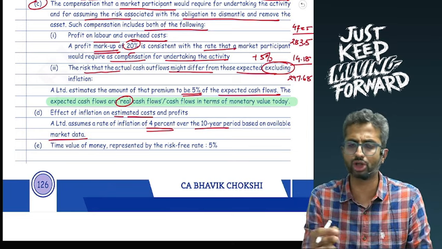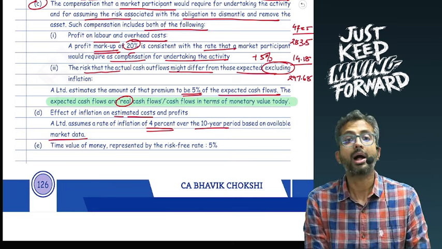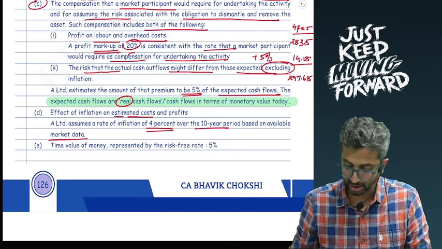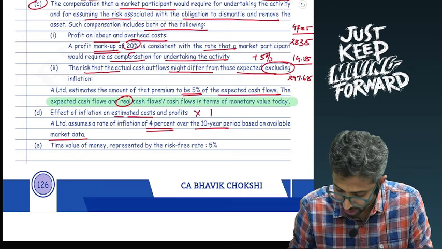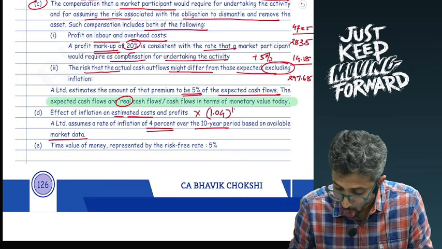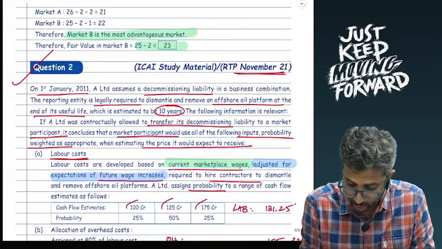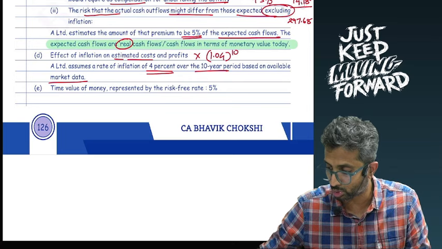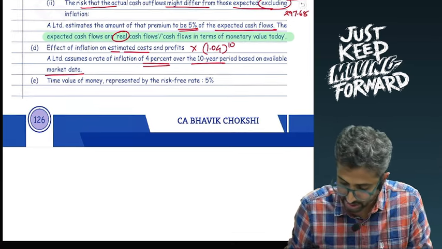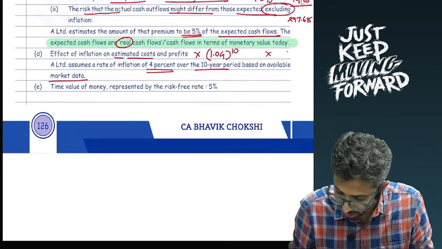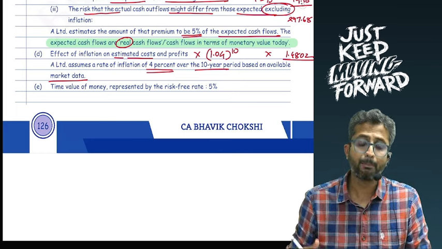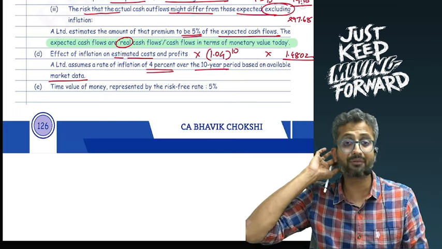Remember, data like inflation and interest rate is given in percentage per annum, and hence unless otherwise given, it is percentage per annum. So if 297.68 is the current marketplace wages and I have to adjust for inflation, I will say inflation is 4% per annum over 10 years, because at the beginning I have been told that the actual dismantling will happen after 10 years. So if I do 1.04 to the power of 10, this comes to around 1.4802, which means 1 rupee today becomes 1.48 after 10 years.